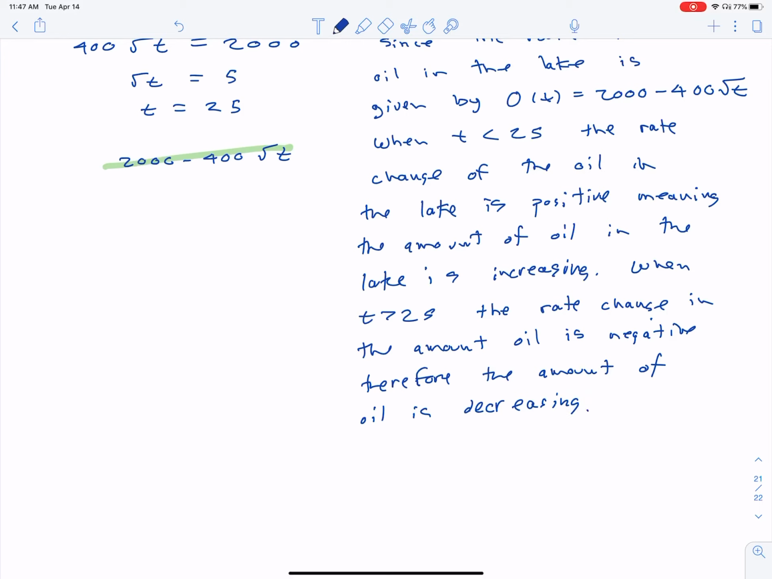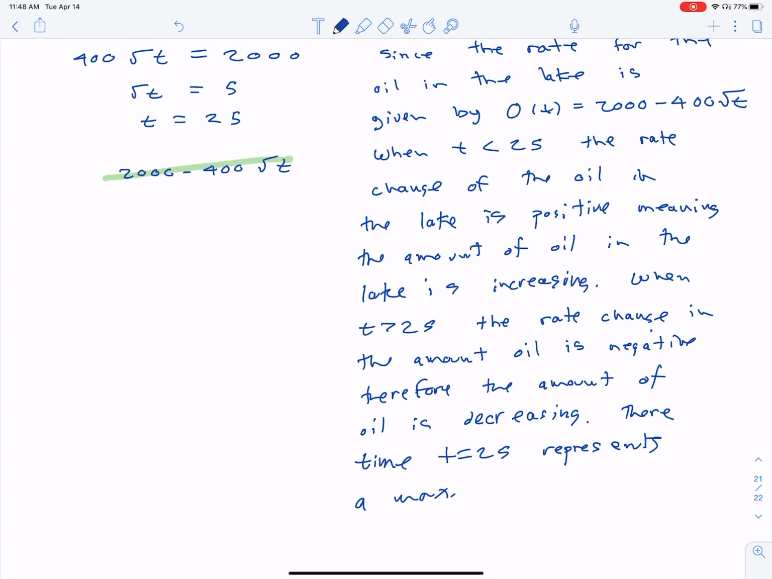So what have I established? I've established that before time 25, the amount of oil in the lake is increasing, and then after time 25, the amount of oil is decreasing. Therefore, time t equals 25 represents a maximum. Okay, again, a little bit overblown, what they are really looking for. So let's just kind of talk about what they are specifically looking for.